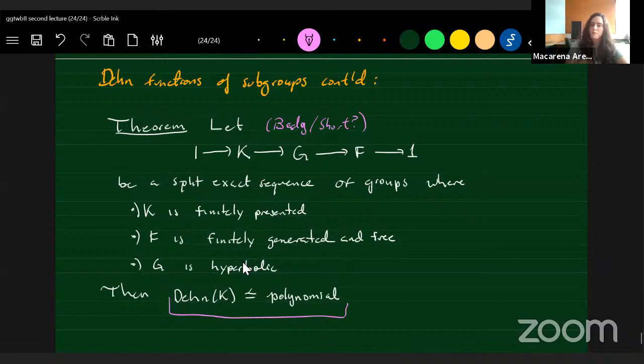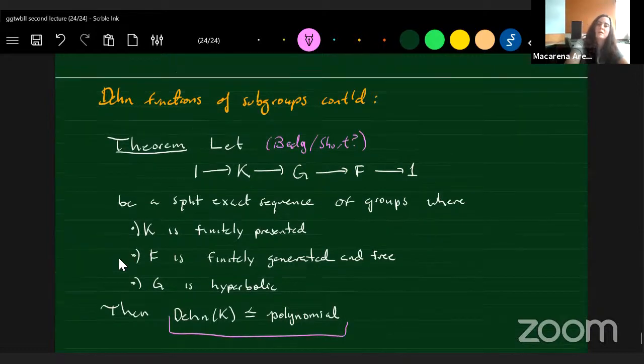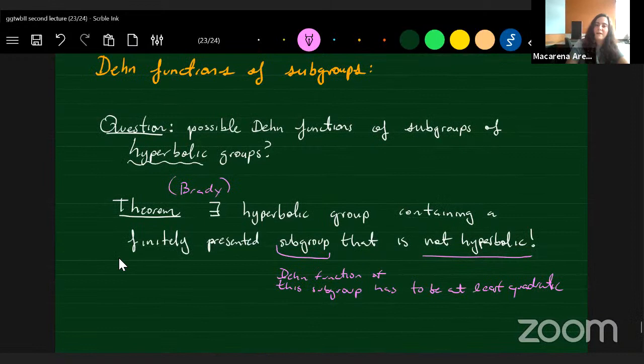It's not known if other things can happen. We can have obviously hyperbolic groups that do not arise in this way from these kinds of split exact sequences. But it's not very clear what else can happen, because we don't have many examples of finitely represented subgroups of hyperbolic groups that are not themselves hyperbolic. So this is the only example that we can really discuss.